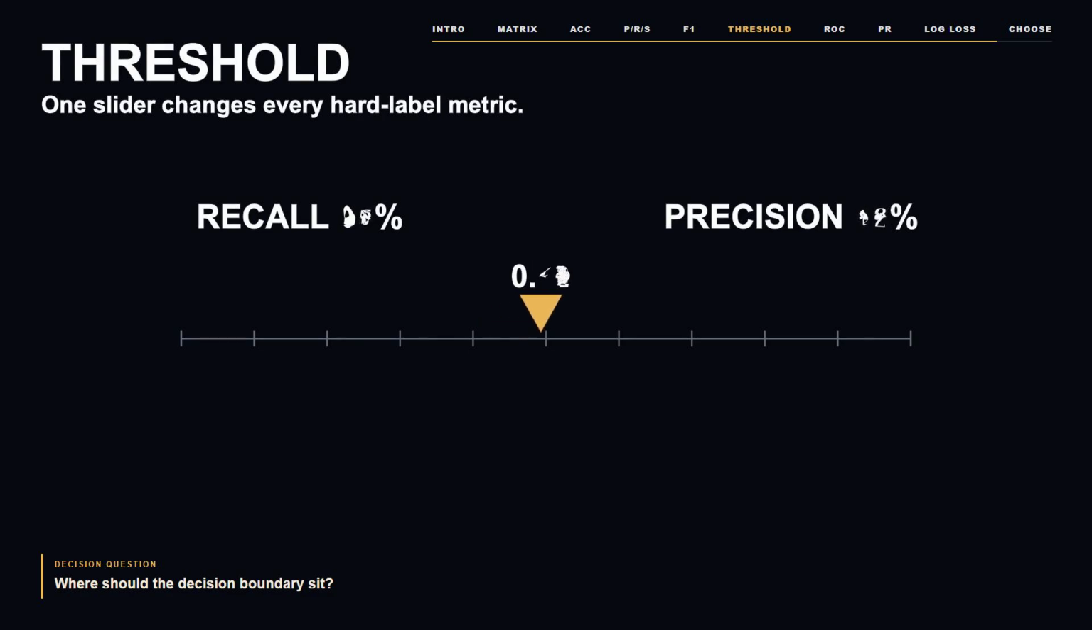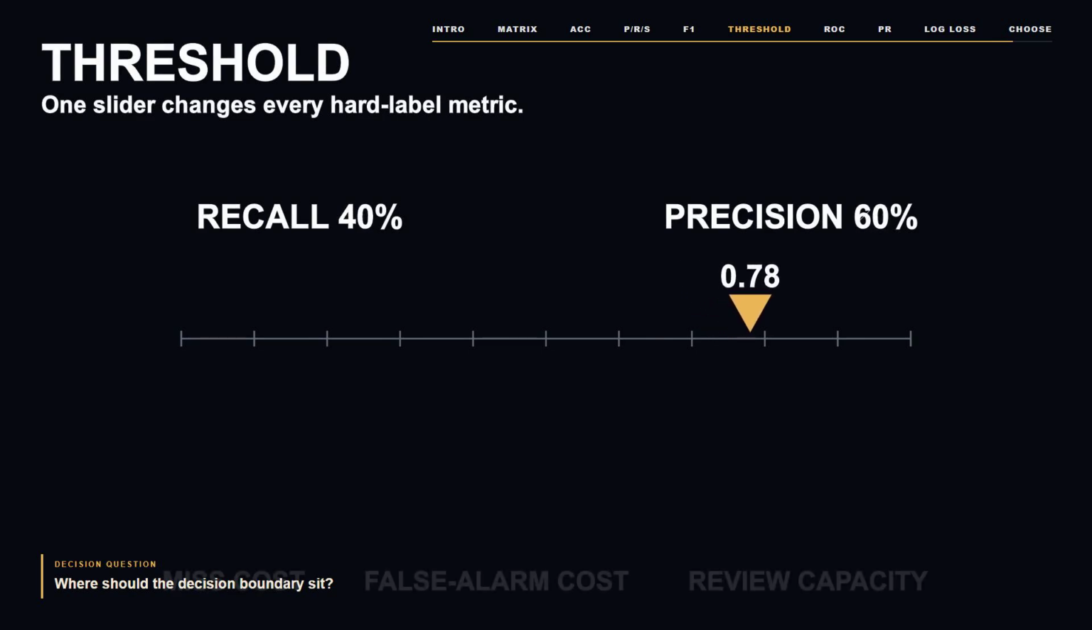There is no universally best threshold hidden inside the model. Choose an operating point from consequences and capacity. How many misses can you tolerate? How many alerts can a team review? And what does each error cost? Then report the metrics at that actual operating point, not only at a convenient default of 0.5.